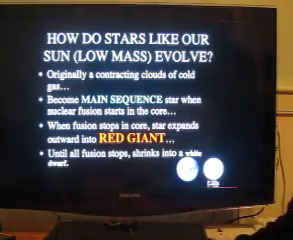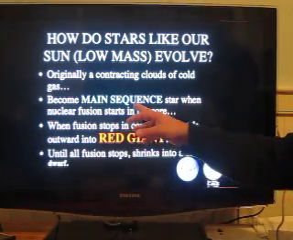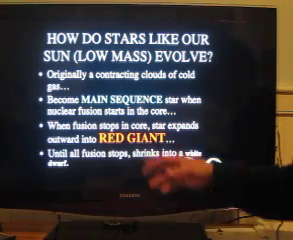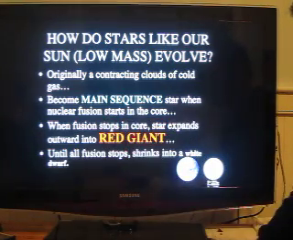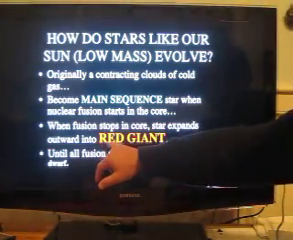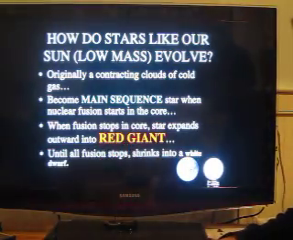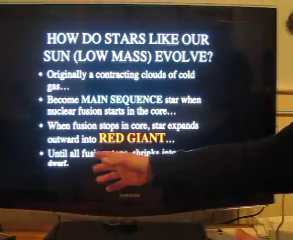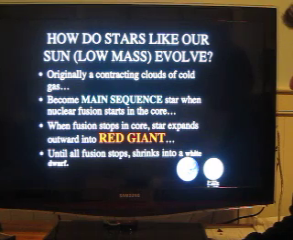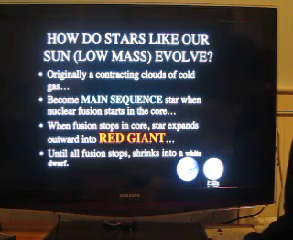It's a contracting cloud of cold gas, and then it initially becomes a main sequence. Remember I told you those are the early stage stars, when that nuclear fusion begins. When the fusion stops, our sun will most likely expand into a red giant, and then lastly, the fusion is going to stop and it'll turn into a white dwarf. So that's most likely the fate of our sun. Of course, that's going to take billions of years for that to happen, so there's no need to worry.